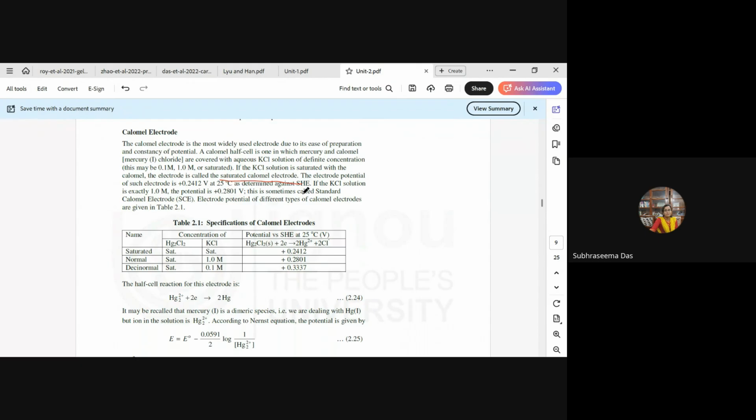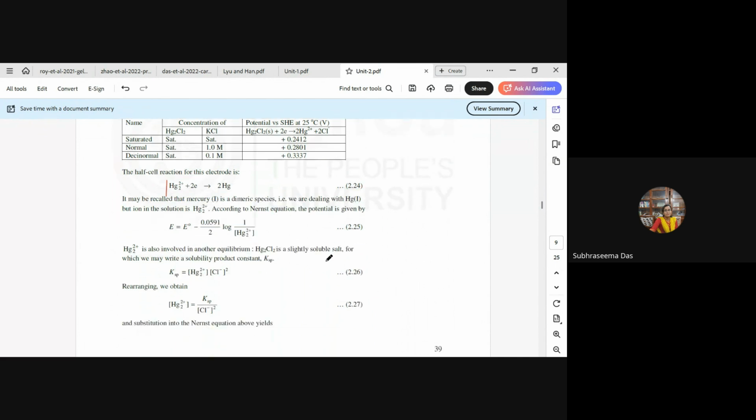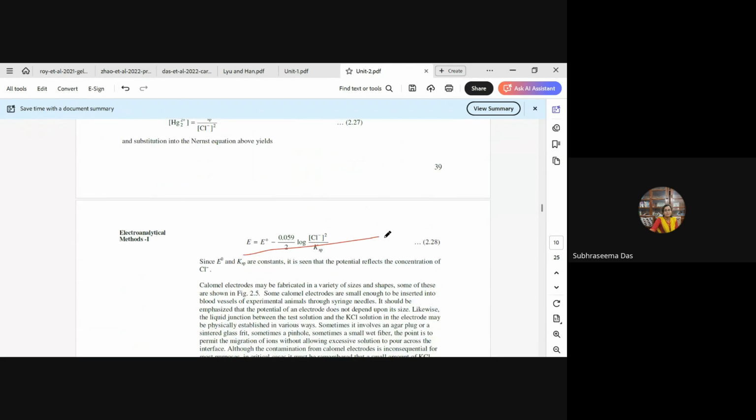The electrode potentials of different types of calomel electrodes are shown in table 2.1. The half-cell reaction for this calomel electrode is shown here: Hg2 2+ plus 2e forming 2Hg. We know that mercury is a dimeric species. Now if we apply the Nernst equation, we get E is equal to E0 minus 0.0591 by 2 log of 1 by Hg2 2+. Rearranging the equation, we find that E is equal to E0 minus 0.059 by 2 log of chloride ion by the solubility product KSP.